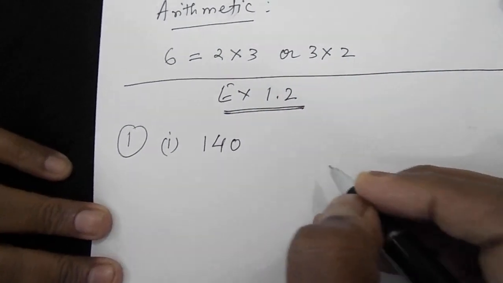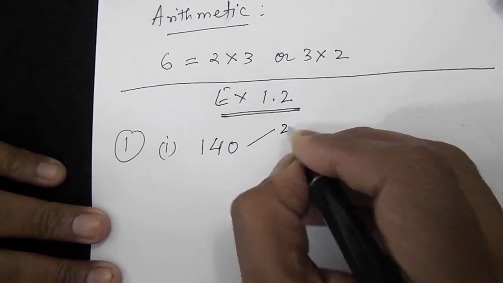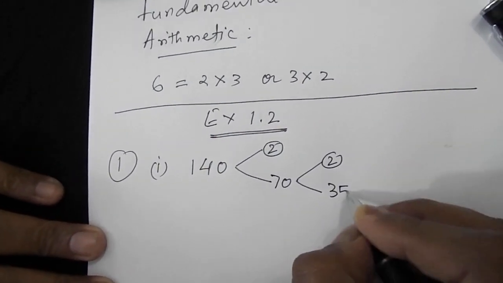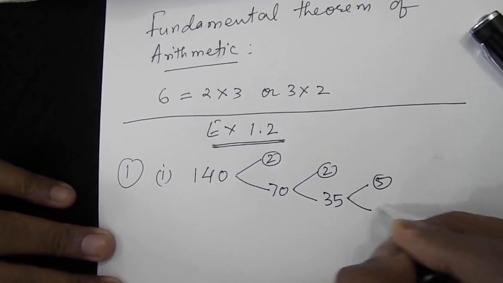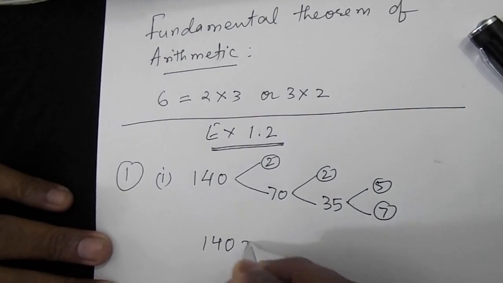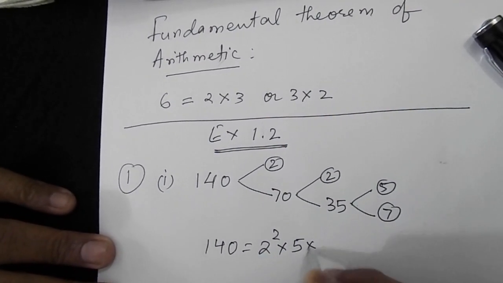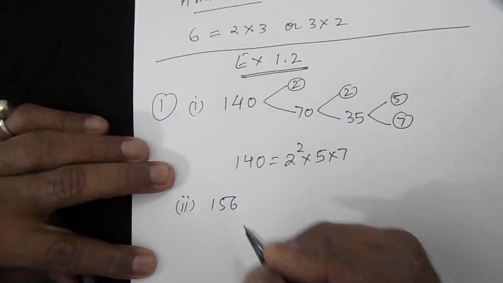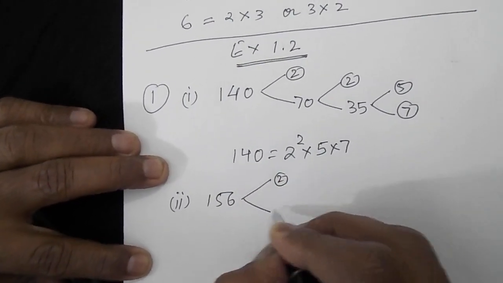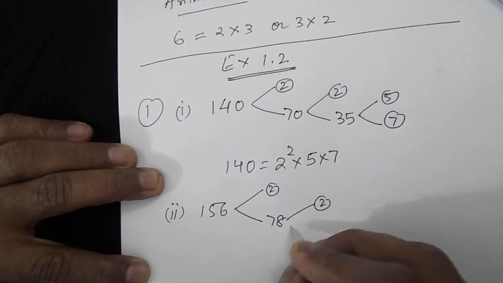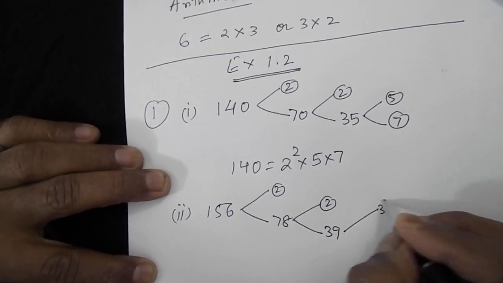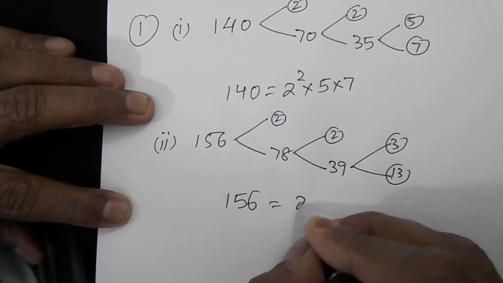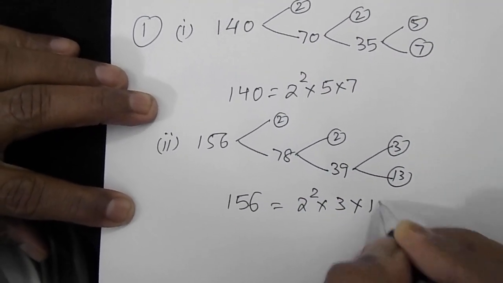140. We start factorization of 140, so we get 2 into 70, again 2 into 35, again 5 into 7. So 140 can be written as 2 square into 5 into 7. Second part, 156. We start factorization: 2 into 78, 2 into 39, 3 into 13. So the prime factorization of 156 is 2 square into 3 into 13.